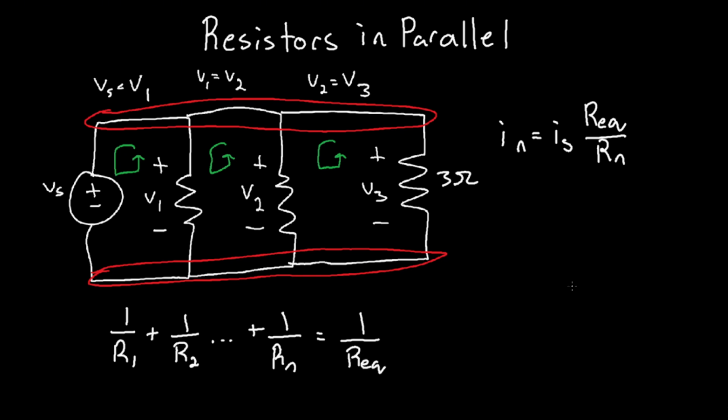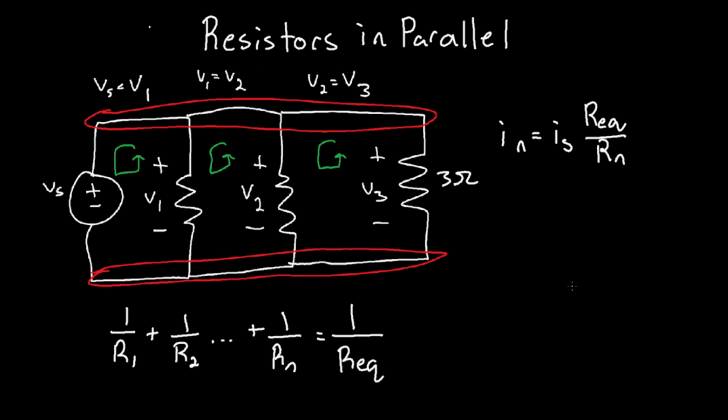Keep in mind, it's 1 over Req. It doesn't equal 1, it doesn't equal Req. All these fractions added together don't equal Req. It's equal to 1 over Req. So the math is a little more complicated than series circuits. It's adding now. You have to add all these fractions together.